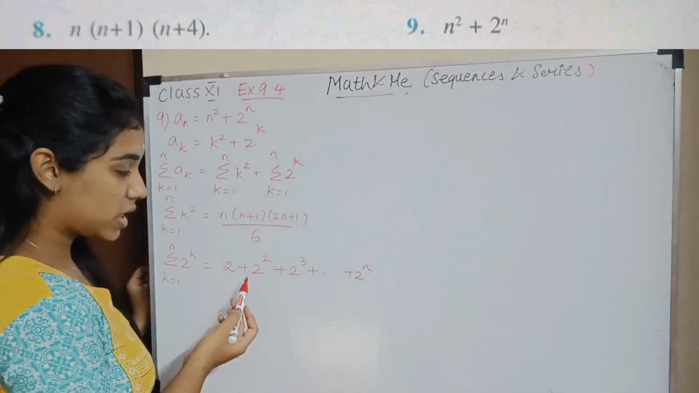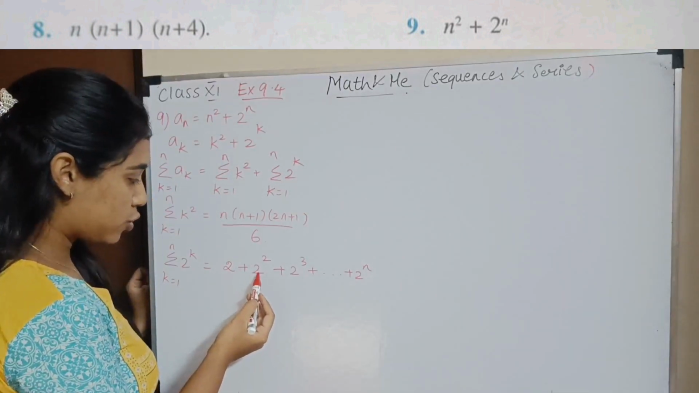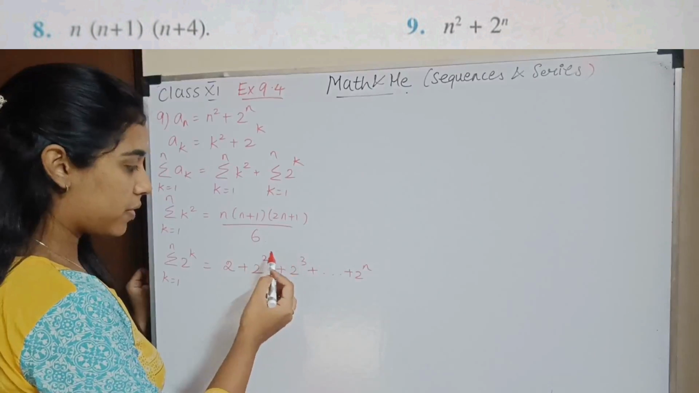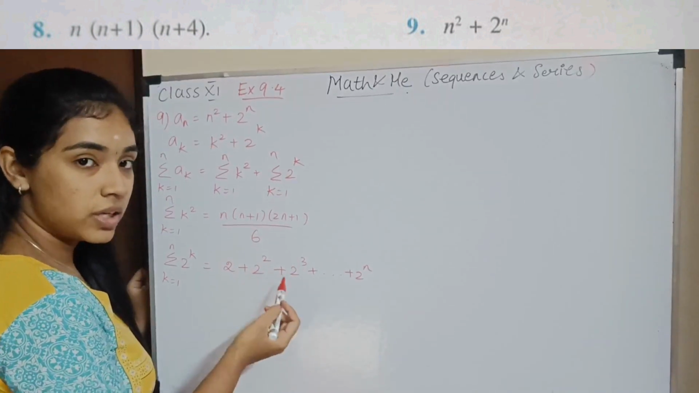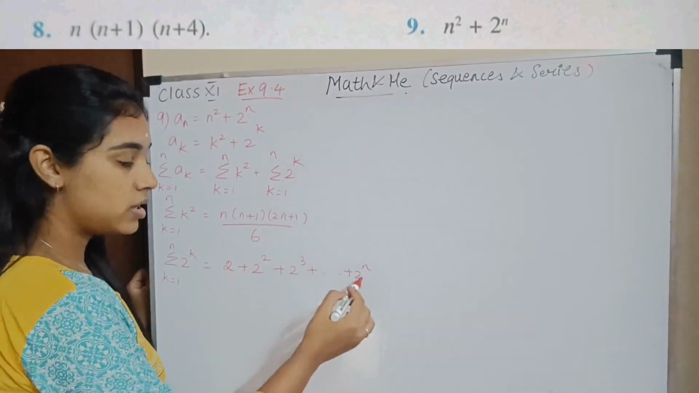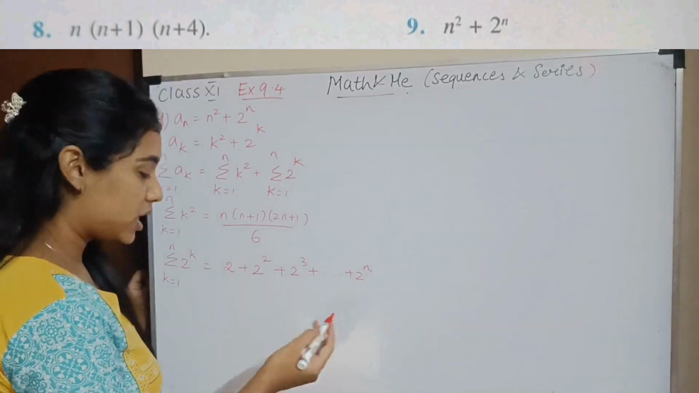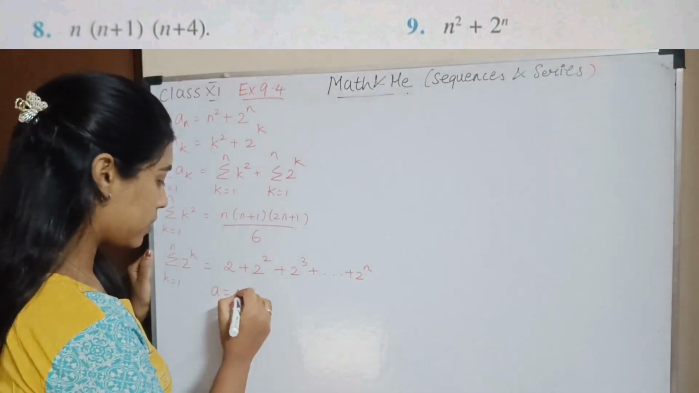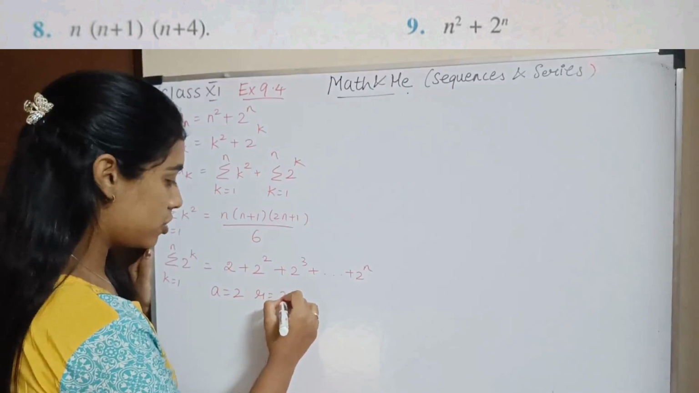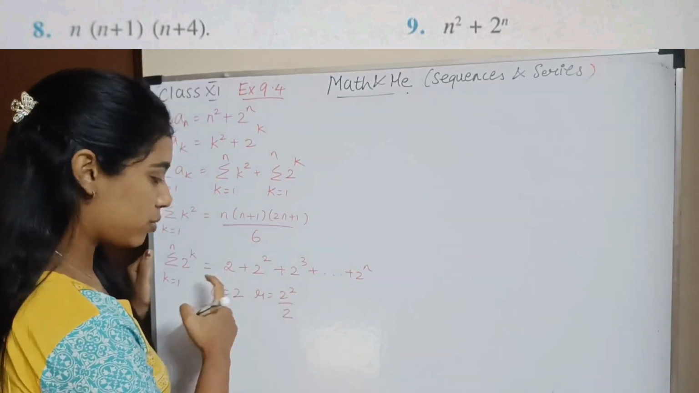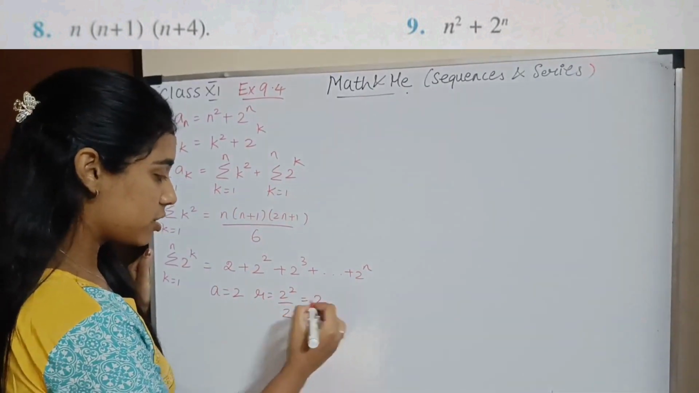So what do you see? This is a GP. 2 square divided by 2 is 2. 2 cube divided by 2 square is 2. So you have the same common ratio. So the given series is a GP. So in the GP, what is the first term? A equals 2. What is your common ratio? 2 square divided by 2, A2 divided by A1. So which is 2.